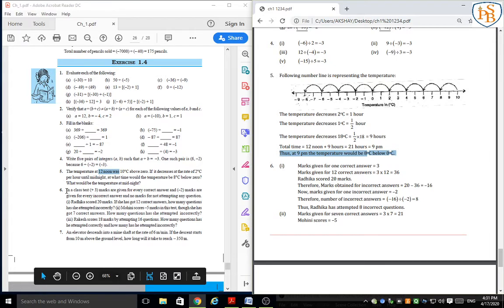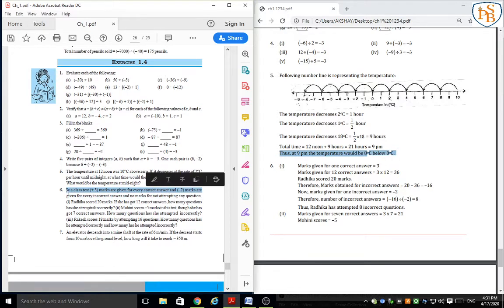Question number 6, in a class test, plus 3 marks are given for every correct answer and -2 marks are given for every incorrect answer, and no marks for not attempting any question. Radhika scored 20 marks if she got 12 correct answers. How many questions did she attempt incorrectly?